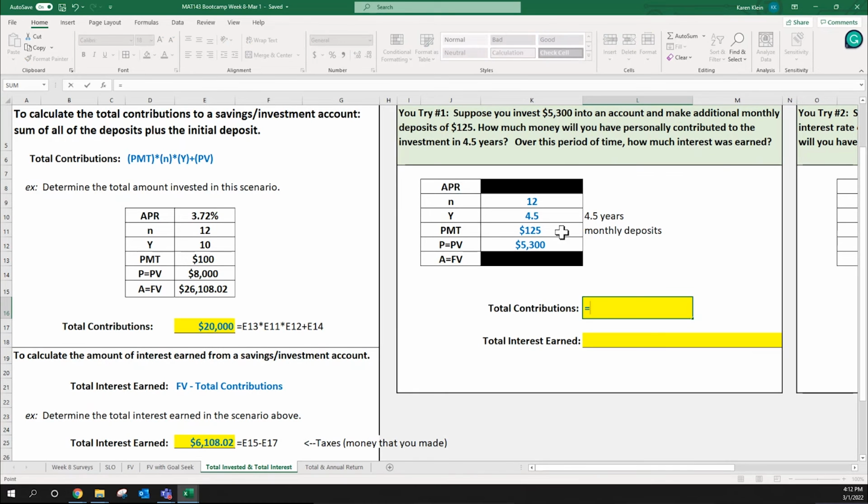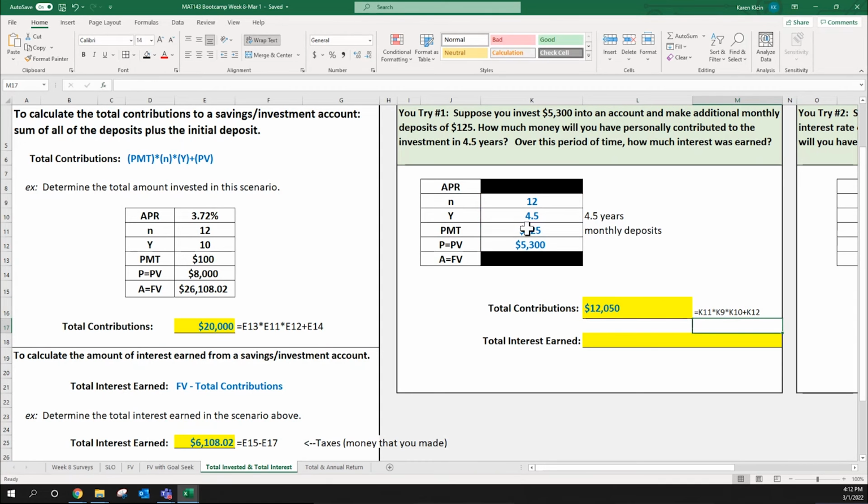So that's going to be our PMT times N times Y plus the PV. So we have contributed $12,050 into this account. When it asks us how much interest was earned, you would say there's not enough information. That's kind of like a trick question here. We don't know what the interest is because we don't have a percentage rate and we don't have a final amount, so we can't calculate that. But we do know how much we contributed to the account.